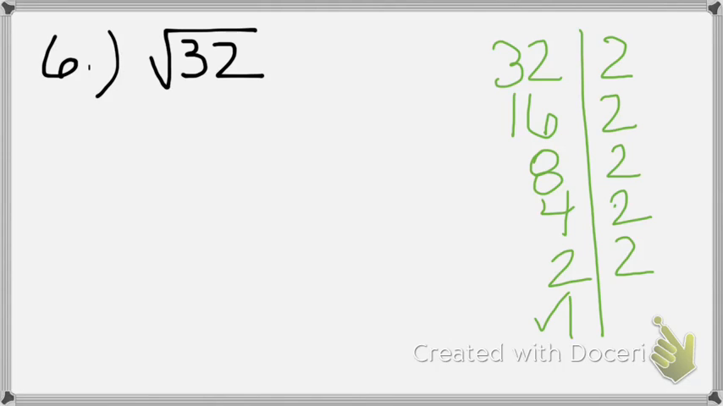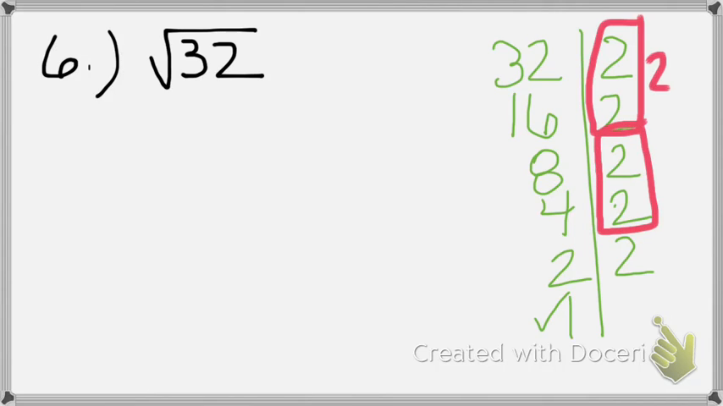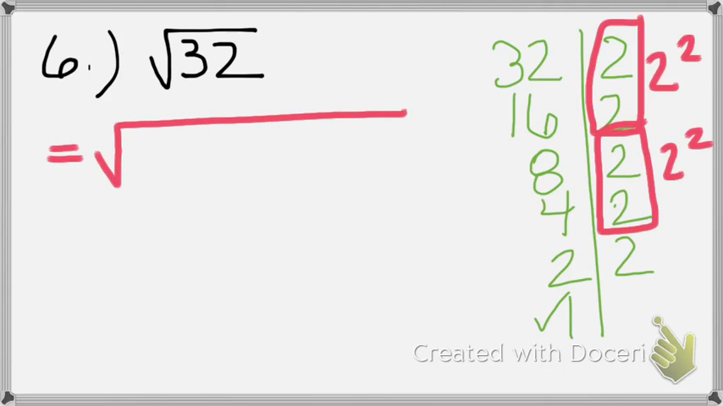Now, yes, there are 5 2's. But because this is a square root, I don't want all 5 of the 2's. I just want 2 of them in a group. So here's a group of 2, and here's a group of 2. Here's another group of 2. Then you have a stray. And then you have a stray. I like that way that's referred to. So now when you rewrite this one underneath, this is 2 squared times 2 squared times 2. You still have to have all those values on the right represented under the square root because you still want the product to be 32.